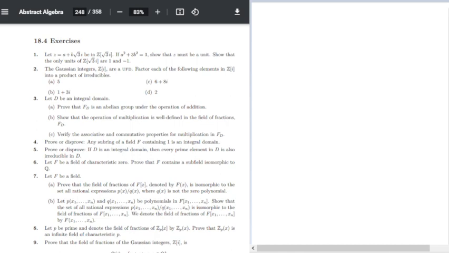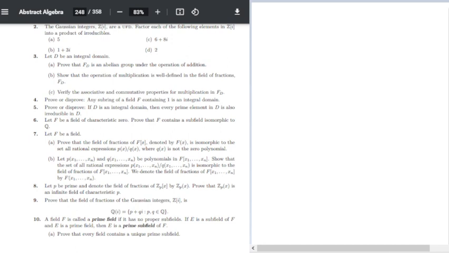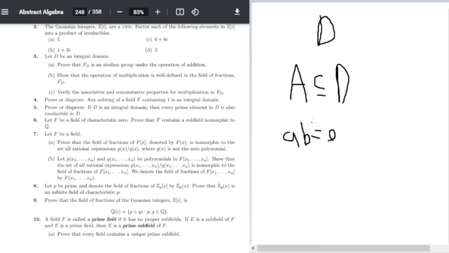Prove or disprove: any subring of a field F containing 1 is an integral domain. That's actually kind of interesting. Suppose we have an integral domain D, and suppose that we have a subset of D, call it A. Suppose now that ab in A is equal to 0. Well, that would imply that ab is equal to 0 in the commutative ring, in the integral domain as well.